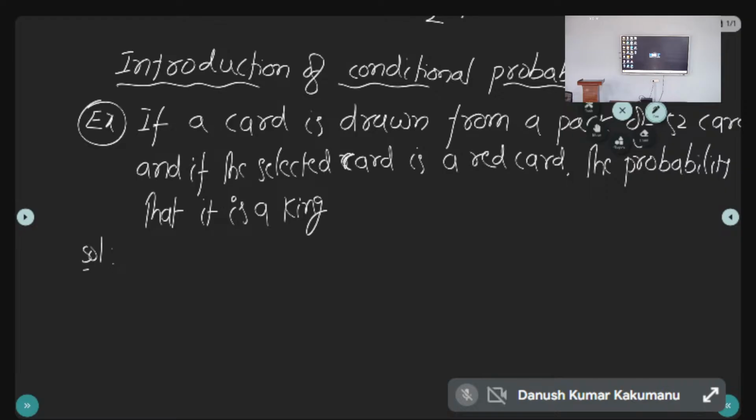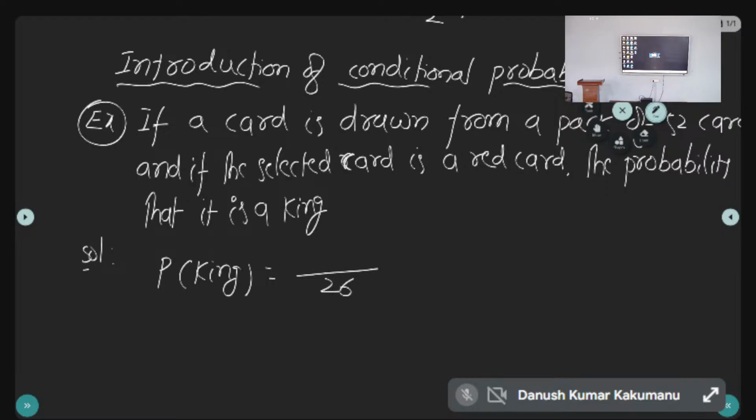So the denominator no need to take 52. You can restrict the denominator. The selected card I know is already a red card. How many red cards are there? 26. So that denominator, no need to take 52, because already one event occurred. My requirement is the probability of a king card. So the denominator is 26.